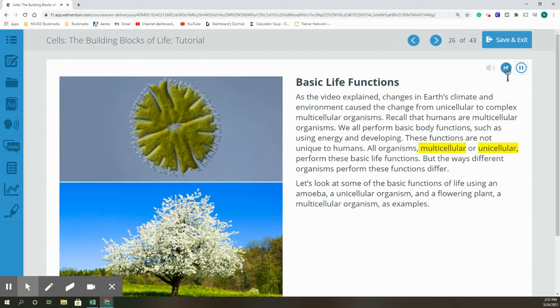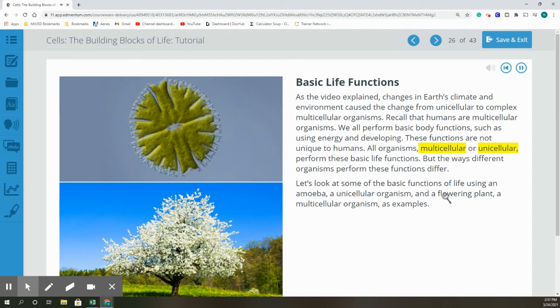Basic life functions. As the video explained, changes in Earth's climate and environment cause the change from unicellular to complex multicellular organisms. Recall that humans are multicellular organisms. We all perform basic body functions such as using energy and developing. These functions are not unique to humans. All organisms, multicellular or unicellular, perform these basic life functions, but the ways different organisms perform these functions differ.